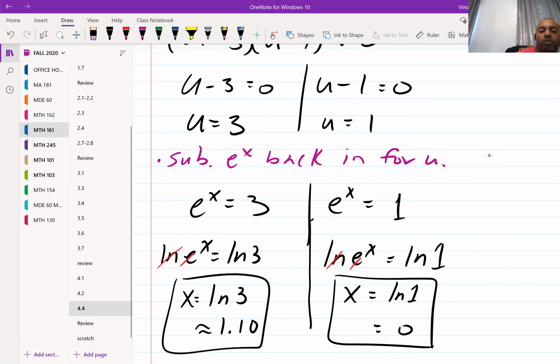That would be approximately 1.1. Same thing here, but then the natural log of 1 is always 0. So those would be your two values. All right, questions? Any questions?